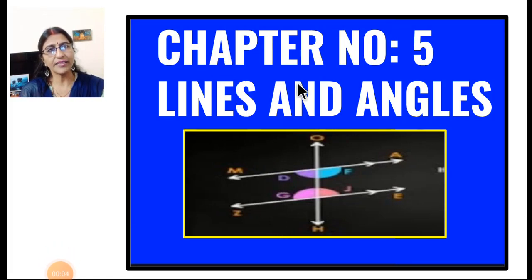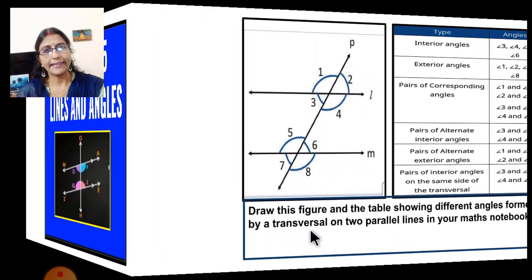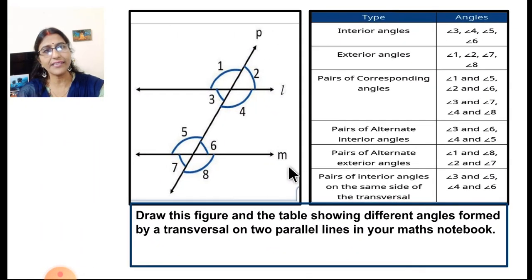Let us continue with the same chapter, chapter number 5, lines and angles. In the previous session, we have learned about these two parallel lines which are cut by a transversal, and due to this, 8 angles are formed, and these all are the types of angles. So you will have to draw this figure and the table showing different angles by a transversal on two parallel lines in your maths notebook.